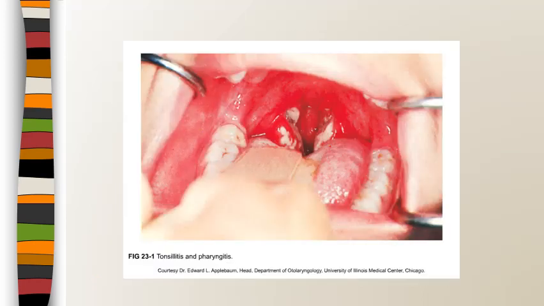So this is a picture that shows a child who has tonsillitis and pharyngitis. And if you look towards the back of the mouth, you're going to see the white plaques on the sides of the tonsils. So the tonsils are to the right and the left side. And you can also see some of the whiteness on the back of the throat.